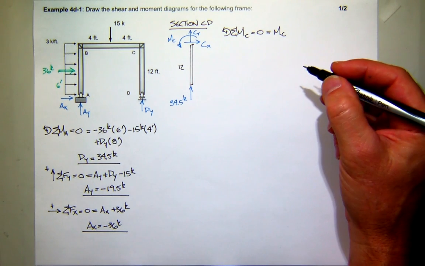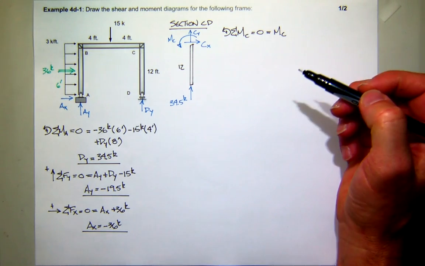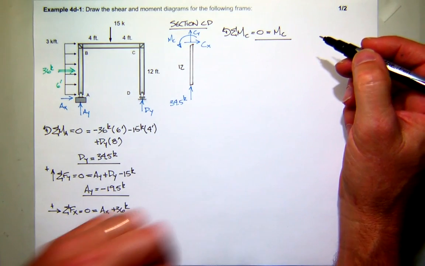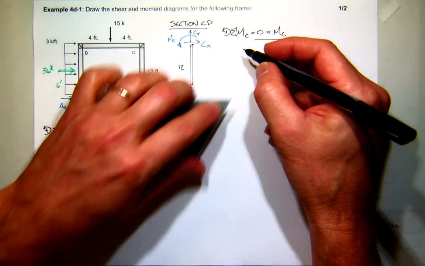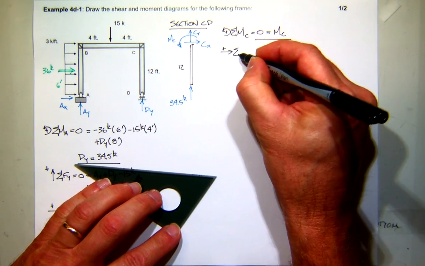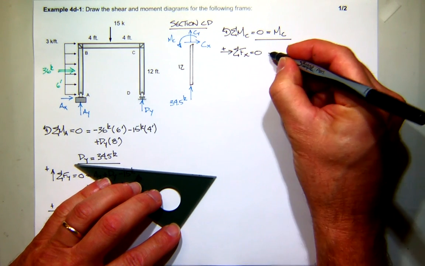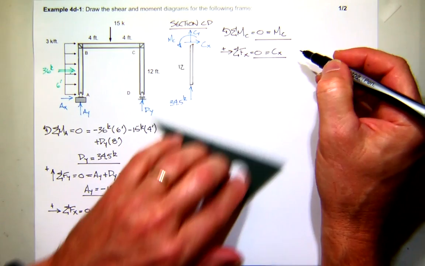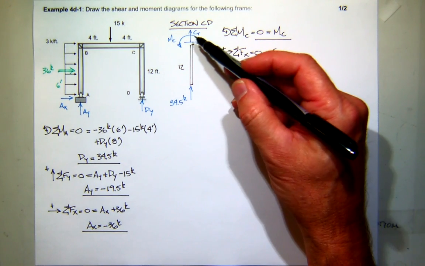And what else do I have? Anything else create moment about C? Nothing. So the moment at C is 0. I'll sum forces, excuse me, in the X direction. And all I have is CX. So CX is 0. Now I could go ahead and sum forces in the Y direction to get my CY.